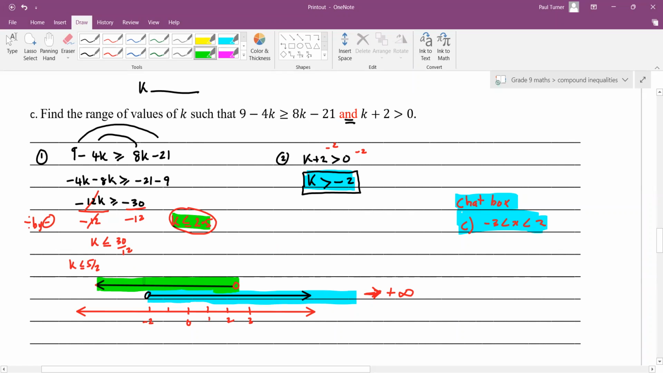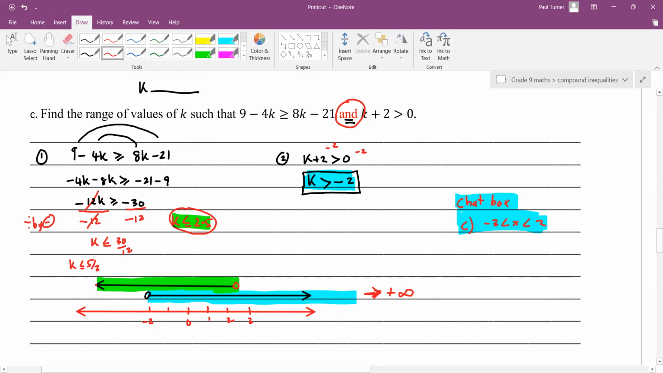So you can see now you have your two lines, and we look for where the lines are overlapping because of this word "and". If it said "or", that means something different, and I'm not going to go into those questions yet. "And" means both have to be true. "Or" means one or both can be true. So "or" has a different meaning in maths than "and".